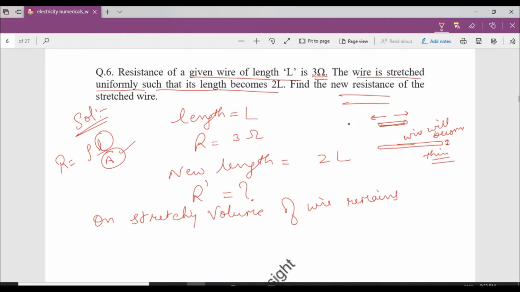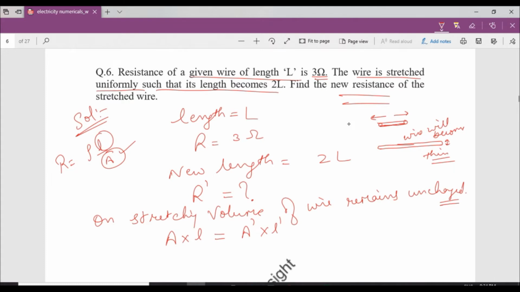The amount of material we use in forming the wire will remain the same, as you are just stretching the wire, not making it half and removing a portion, not making it one third and removing that portion. So the volume will remain the same. So old volume, area into length, will be equal to new volume, area into length, as we very well know that we can represent volume as the product of area and length.